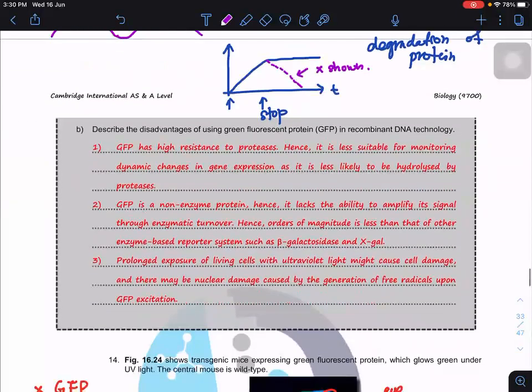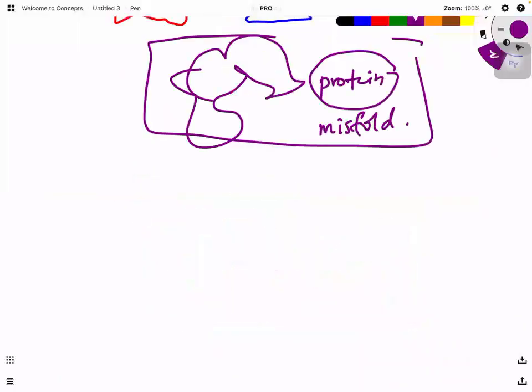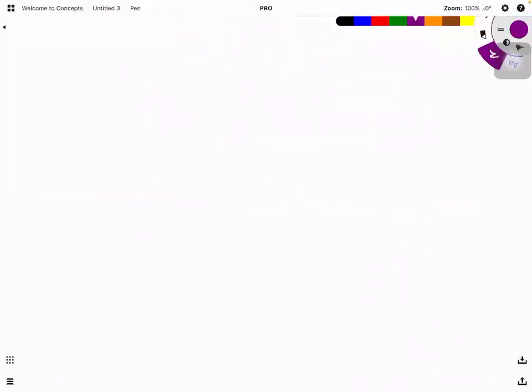And green fluorescent protein is a non-enzyme protein. Now, this is very important. Highlight number 2: green fluorescent protein is a non-enzyme protein. So if you compare to those enzyme proteins, GFP has what we call a disadvantage or limitations here. Now, let me show you what actually happens if you compare between these 2 kinds of methods.